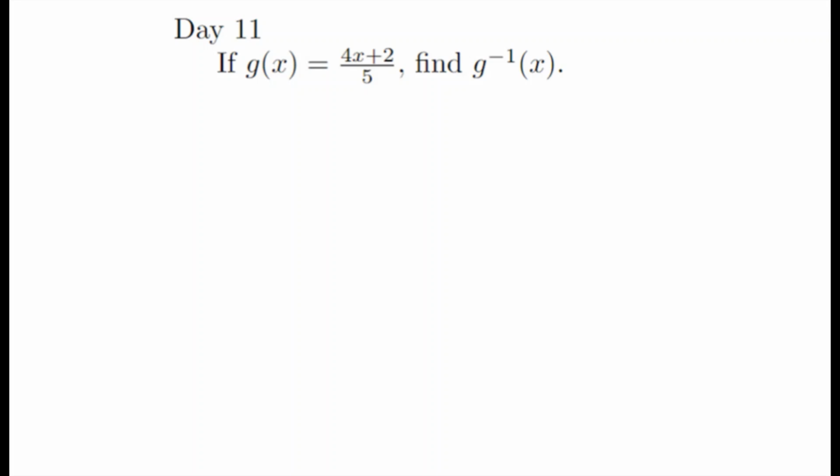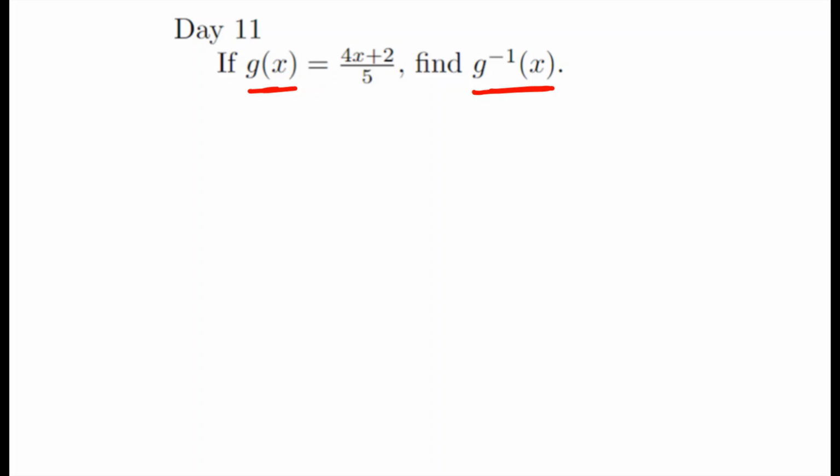This is day 12 of our 30-day countdown towards the Further Maths GCSE Level 2, Paper 1. And yesterday's question, we were given a function, g of x, which is (4x + 2) over 5, and we were asked to find the inverse function, g to the minus 1 of x.